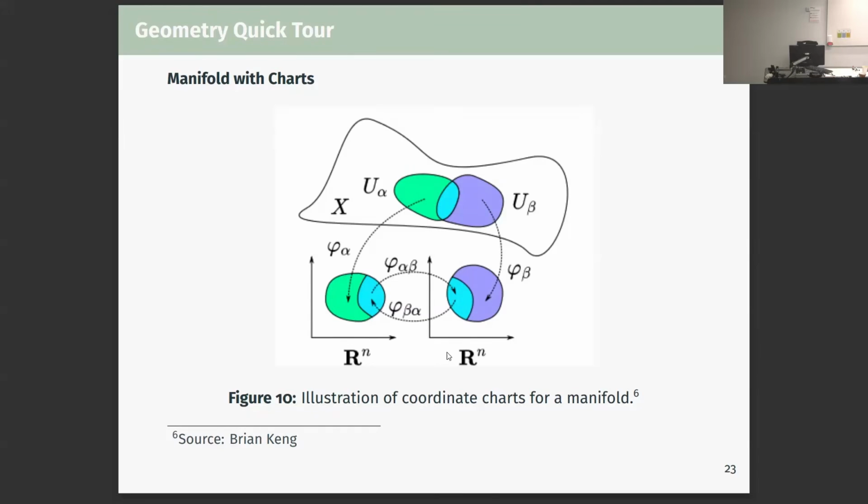I mean, globally they could look like whatever, but locally, if you take a smaller patch, you can create a homeomorphism, which makes that patch identical to your patch in Euclidean space.